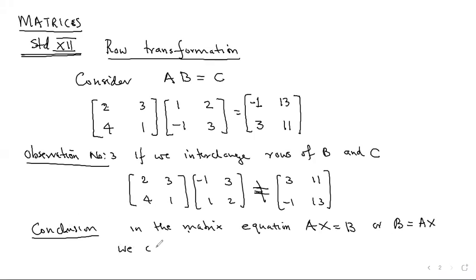We can interchange the rows of A and B. A means the first matrix here, and the first matrix on the right hand side. But matrix X should not be changed.